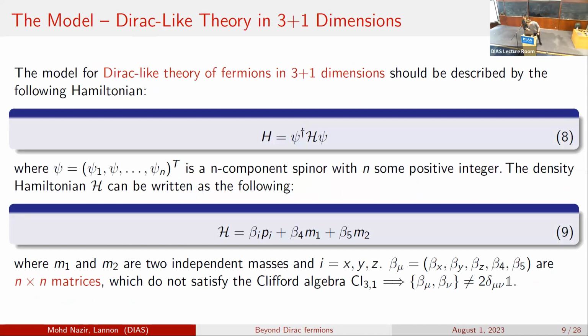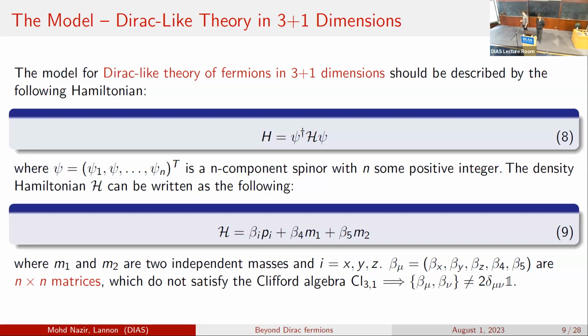Right, so we begin in a similar way to what we started with for the Dirac theory by postulating a form for the Hamiltonian. It'll take the same form as in the Dirac case, with psi an n-component spinor again, except n in this case can take the value of any natural number rather than just the even natural numbers as in the Dirac case.